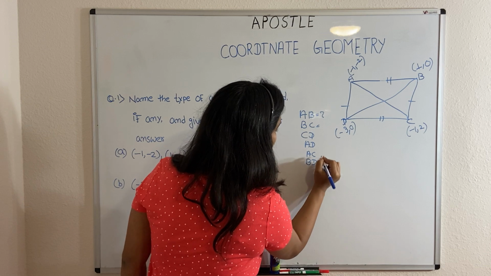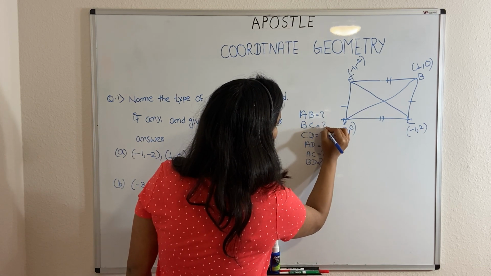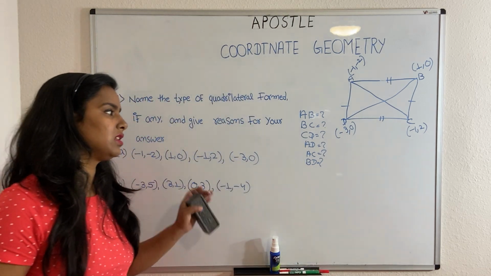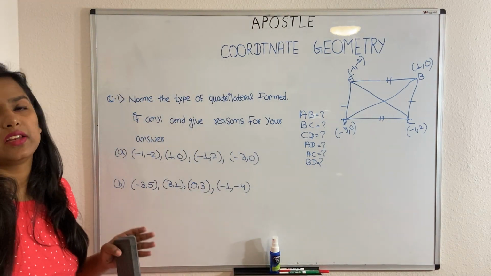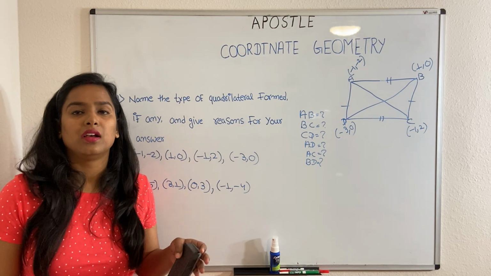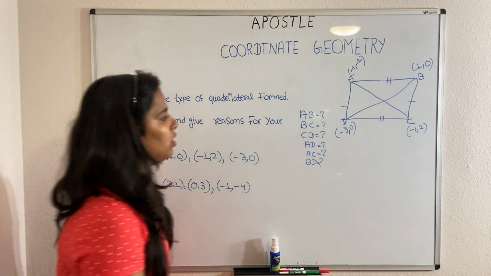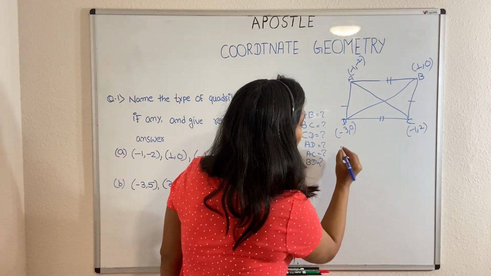Clear? This is a very time consuming question, but it is really very easy. You just simply have to apply the distance formula 6 times, and then you have to decide whether it is a square, a rhombus, a parallelogram, or a rectangle. So first of all, I am going to apply the distance formula for AB.